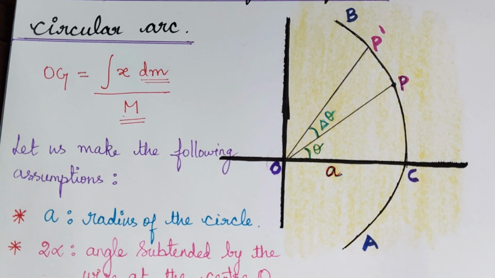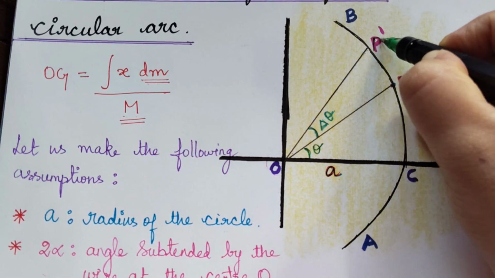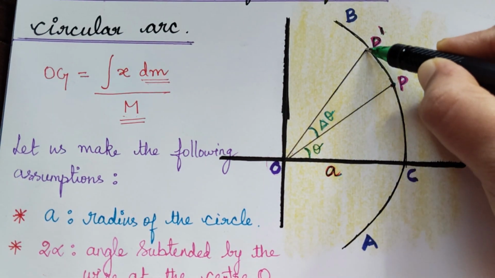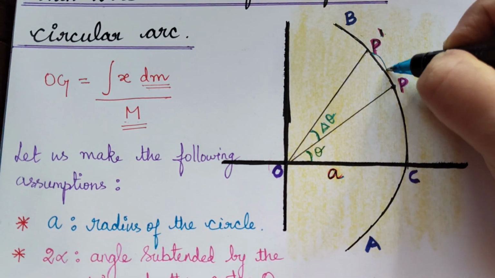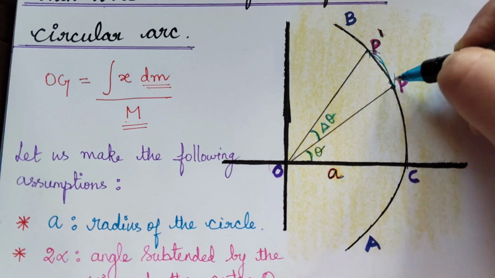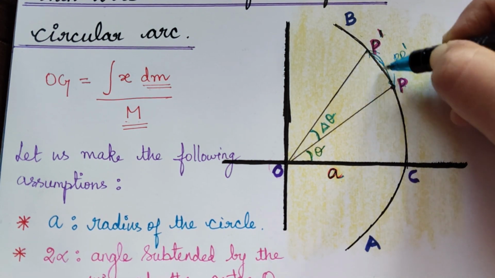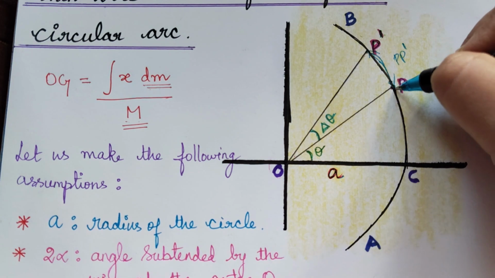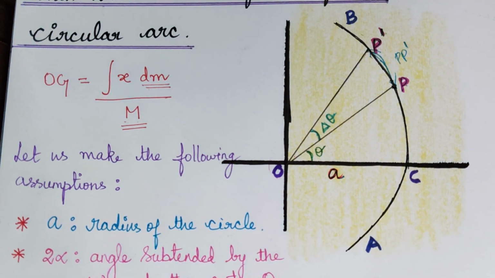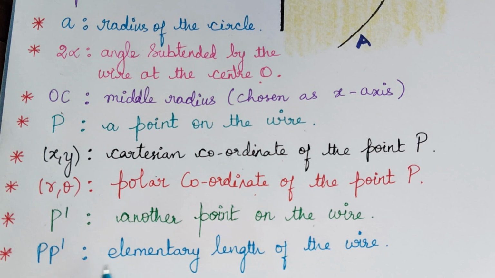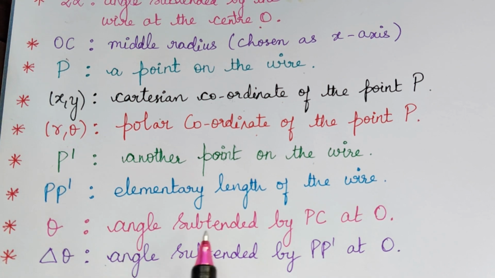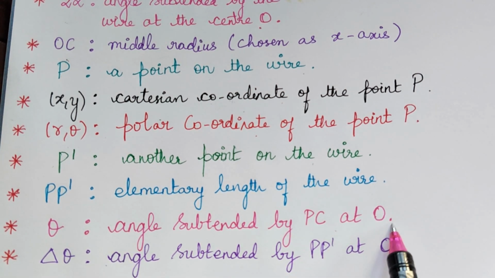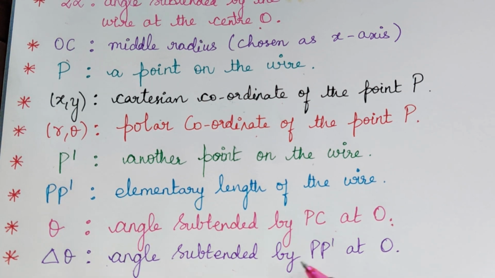So first we chose the point P and now here we have the point P dash, which is another point that we take on this wire. Therefore PP dash will be an elementary length, which means a little portion of the wire that we have taken. And then we have theta and delta theta. What is theta? Theta is the angle subtended by PC at O. And delta theta is the angle subtended by PP dash at O.